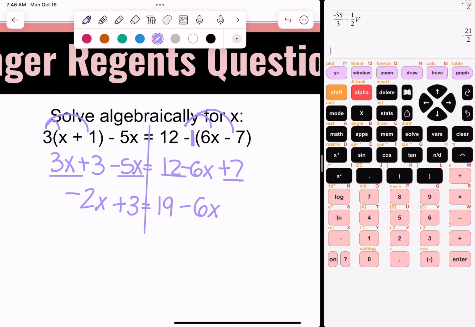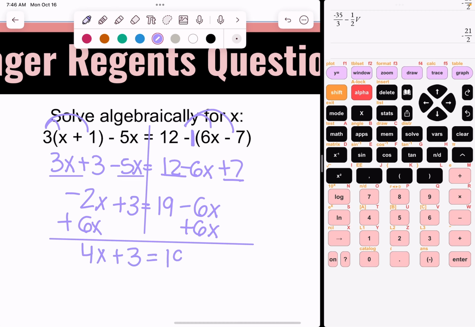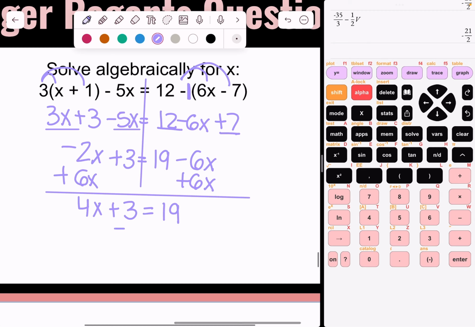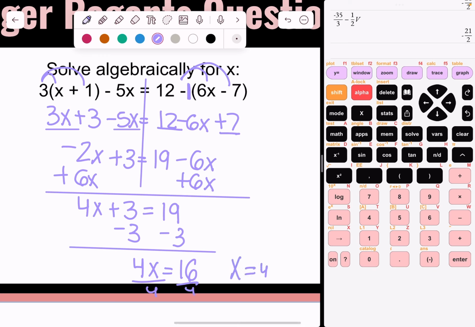All right. Now, I like to get the variables on the left side, so I'm going to get rid of this 6x by adding it. That would give me positive 4x plus 3 equals 19. Now, to get rid of the 3, I'm going to subtract 3 on both sides. And 19 minus 3 is 16. Divide by 4, x equals 4.